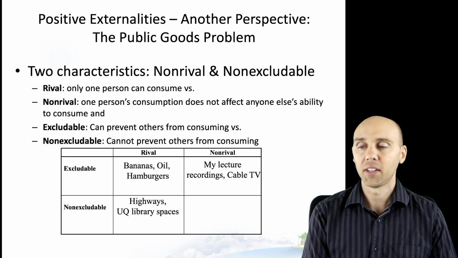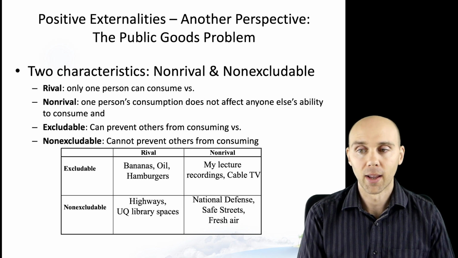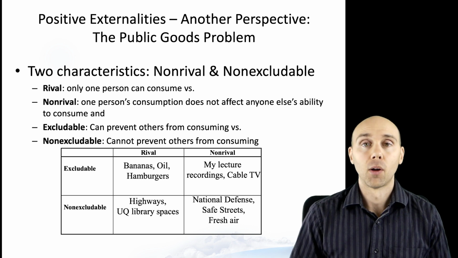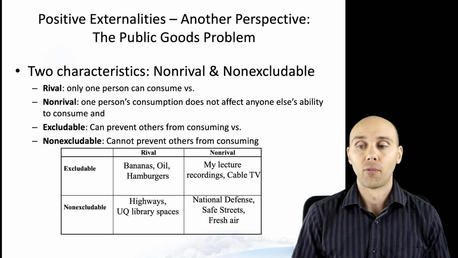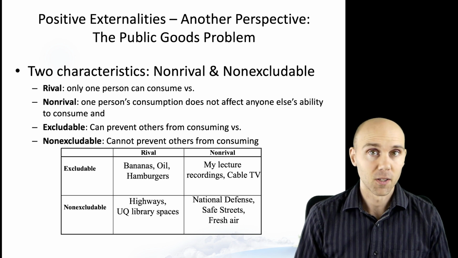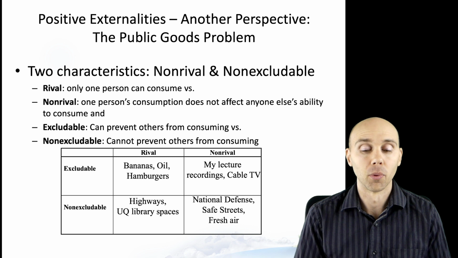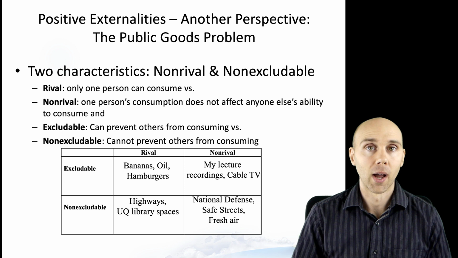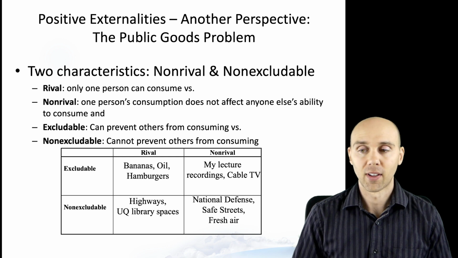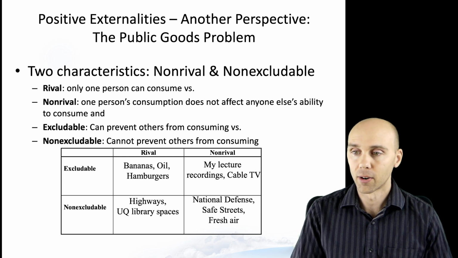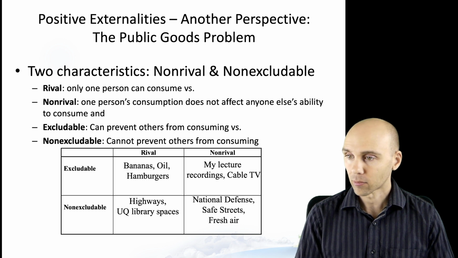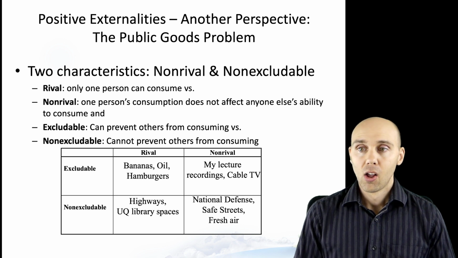What we're interested in particularly are those that are both non-rival and non-excludable. Situations like Australia's national defence. It's not possible to defend the country for just some of its inhabitants, but not for others of its inhabitants. If you boost national defence, you're benefiting everyone, so it's non-excludable. It's also non-rival. In Australia's national defence, the marginal cost of helping one extra person in Australia is essentially zero. And the same goes for things like fresh air and safe neighbourhoods.